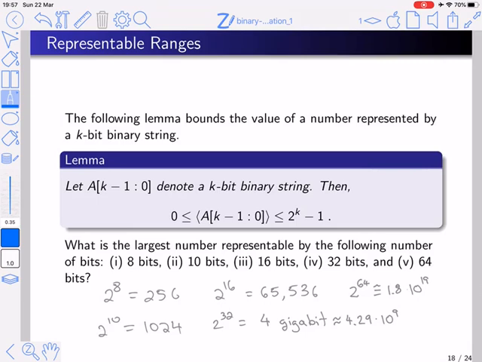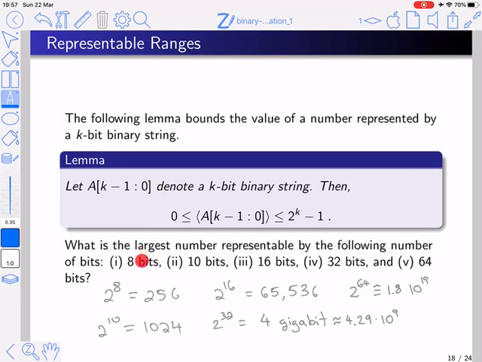Suppose I have a binary string that consists of k bits from position 0 to position k minus 1. What can I say about the number that is represented by the binary string A in binary representation? I claim that this number is not negative and is less than or equal to 2 to the k minus 1.